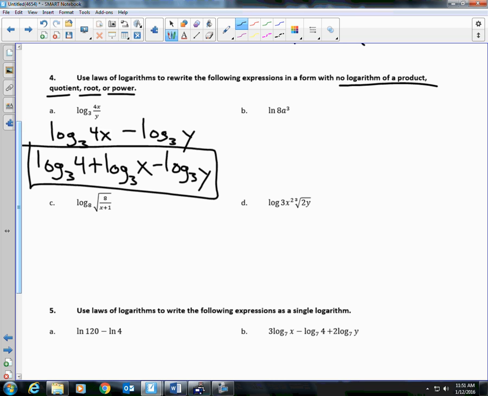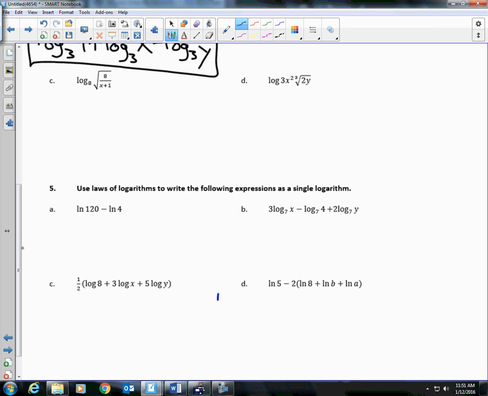I have multiple logarithms. There's no product, there's no quotient, there's no root or power. Let's try one that's more complicated. Let's look at D. Log of 3x squared cube root of 2y. So you tell me, what is the last thing I do? What's the last operation in simplifying this expression before I take the log of it?